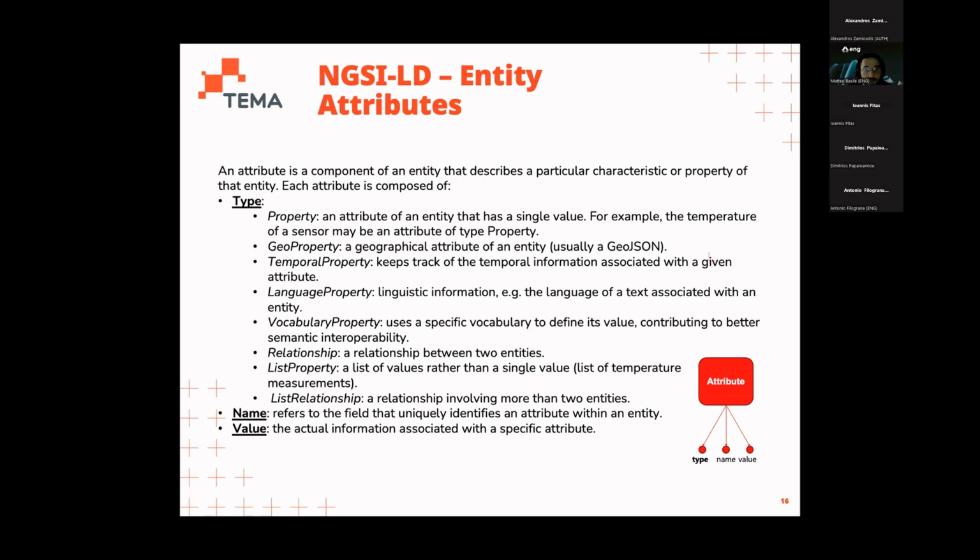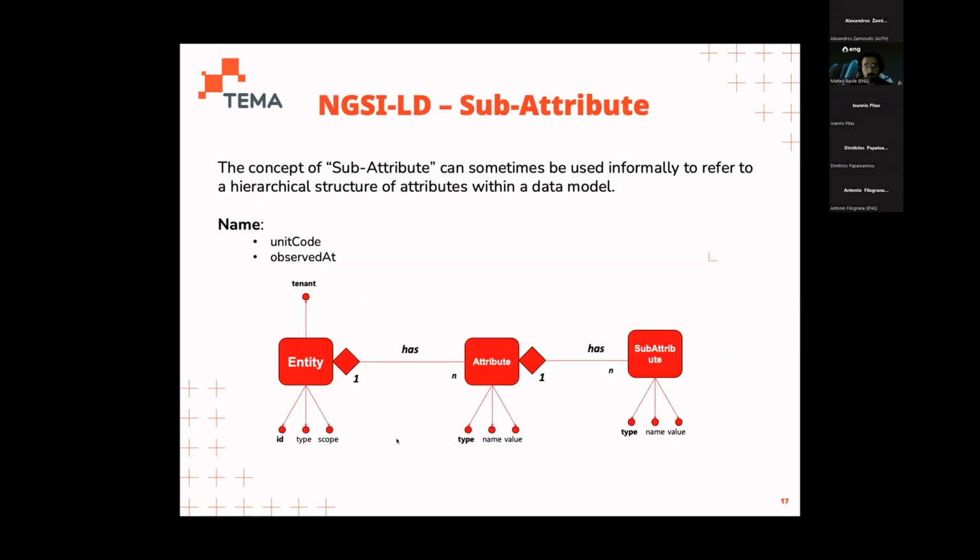That's the meaning of the entity attributes. And then we can have again a sub-attribute. So the entity can have one or more attributes, and an attribute can have one or more sub-attributes. In this case, for example, we can have the unit code. For example, the speed is an attribute, okay? The attribute speed has one sub-attribute that is the unit code, kilometers per hour, for example.